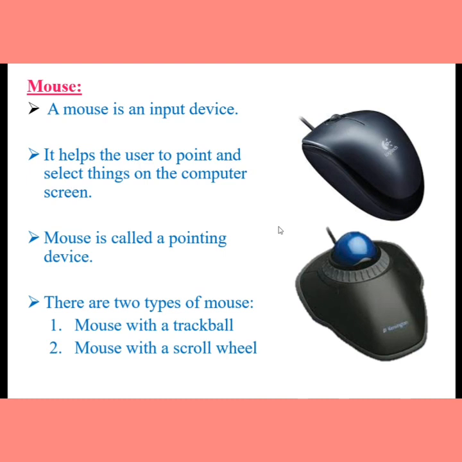Clear? So all of you students, please read this topic from your computer book and then write all the notes that I have discussed in this video from the PDF file. First write the IPO cycle, then write about the input devices, and then copy the notes of keyboard and mouse. Clear?